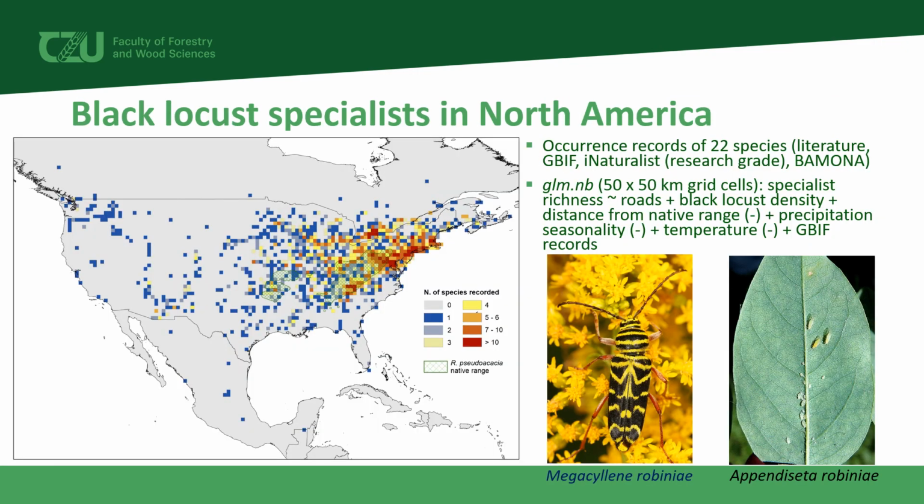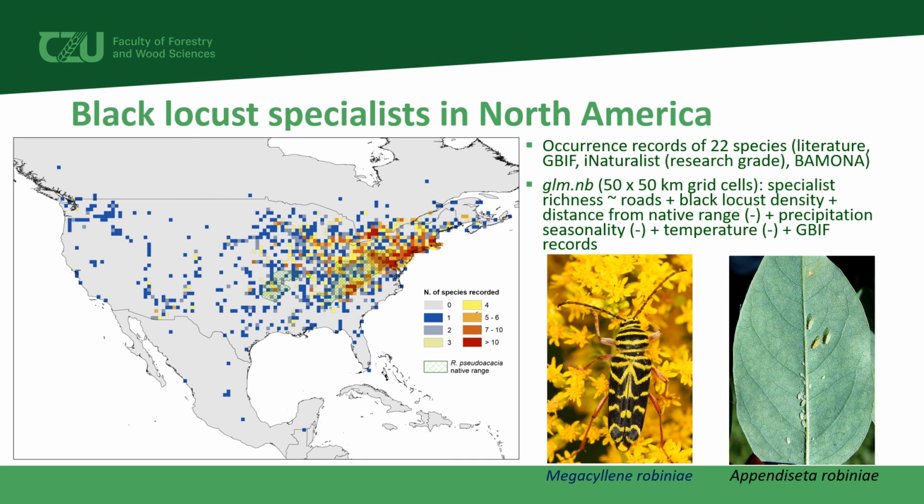After identifying black locust specialists, I compiled occurrence records from a variety of sources, including literature and online databases such as GBIF, iNaturalist, and Butterflies and Moths of North America. Our goal was to determine which socio-economic and environmental factors were the best predictors of specialist richness, specifically the number of recorded species in each 50 by 50 kilometer grid cell.